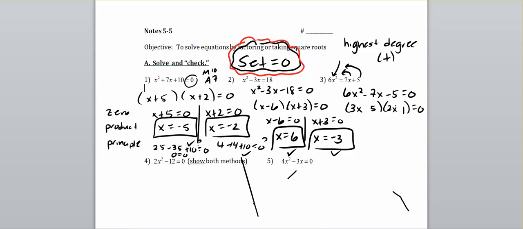I would get 3 and 10. Would that give me negative 7? And that would if the 3 was positive and the 10 was negative. So I have 3x minus 5 times parentheses 2x plus 1 equals 0.